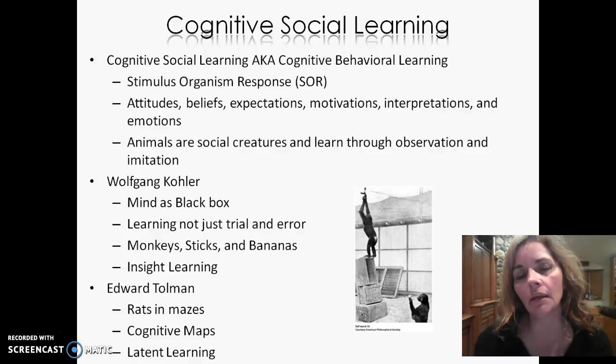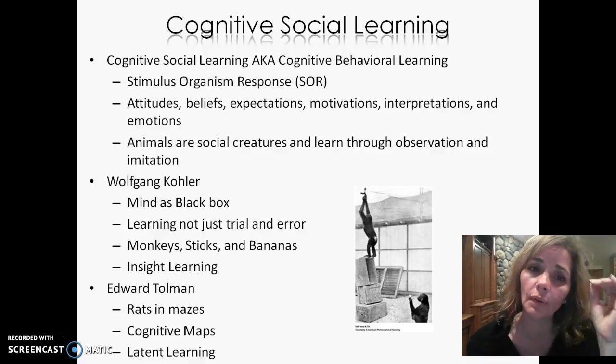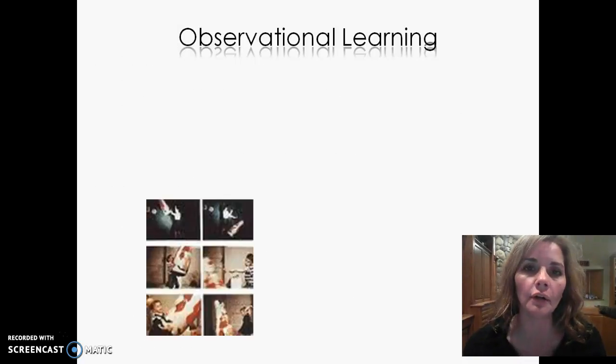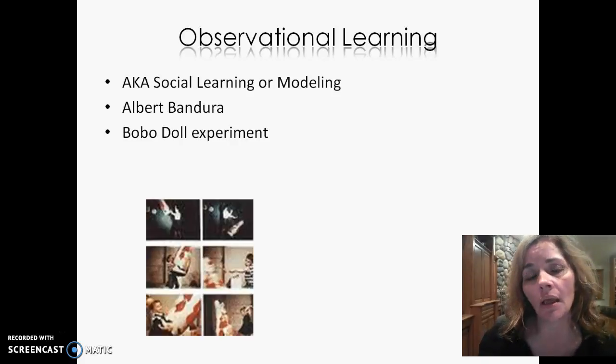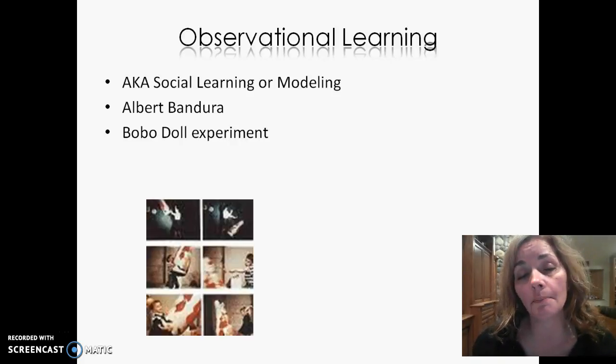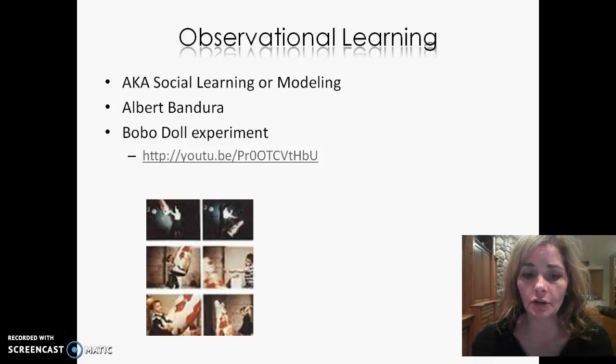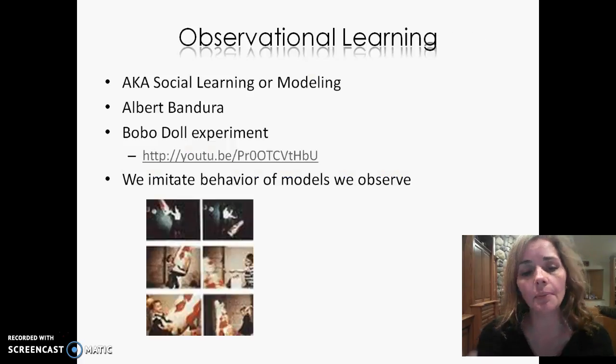It's just hidden. And so the same thing was thought to happen with humans, in that we do learn and we have this mental process involved. It's not purely stimulus response, and it's not purely consequences. So Albert Bandura is our final theorist, and Albert Bandura is one of my favorite theorists.